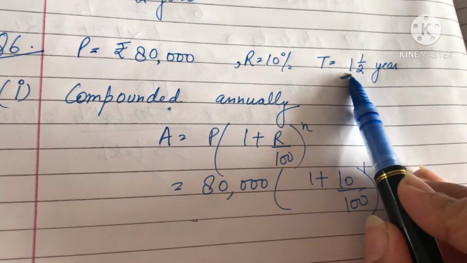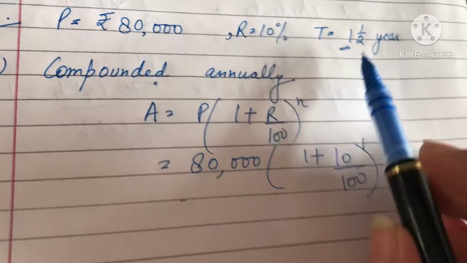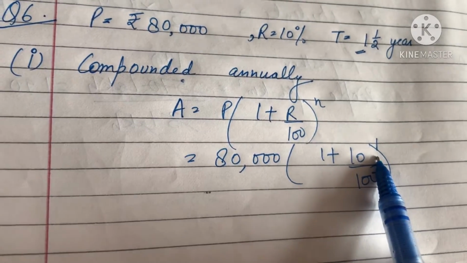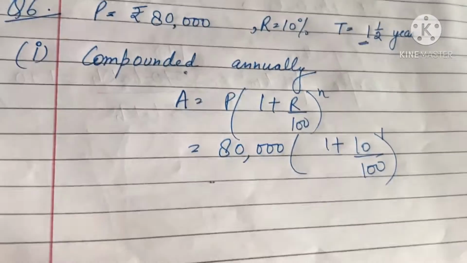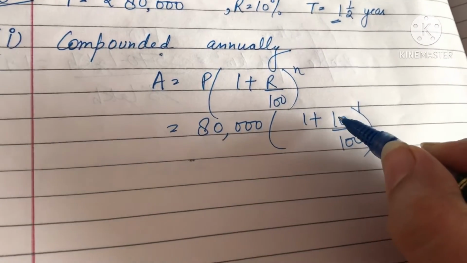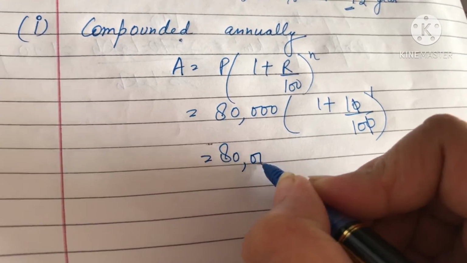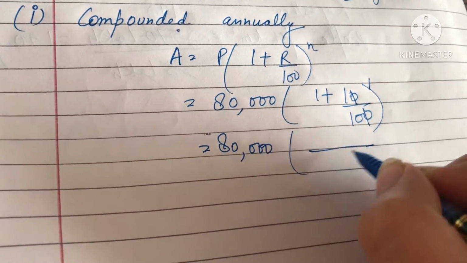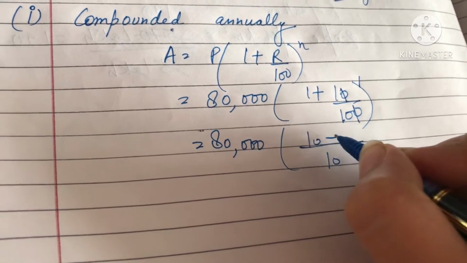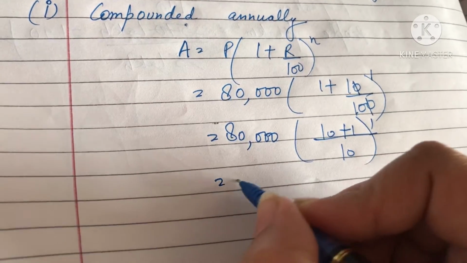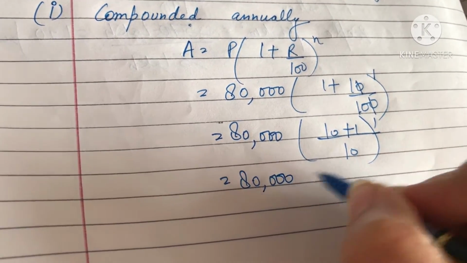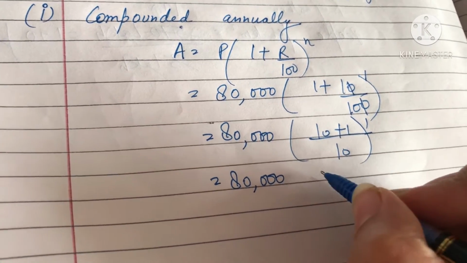Suppose 2.5 years or 3.5 years is given. You will take that complete whole number here, but not the fractional part. Now solve it. The zeros will be cancelled. 80,000, take the LCM, 10. 10 plus 1 is 11 upon 10.